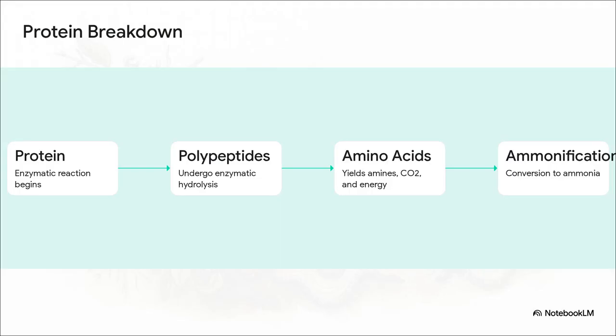To really see mineralization in action, let's look at how nitrogen is broken down. It starts out as a complex protein, which is then enzymatically converted into polypeptides. Further enzymatic hydrolysis breaks those down even further into amino acids and amines. And finally, we hit ammonification, which is where those amino acids are converted directly into ammonia, releasing energy along the way.